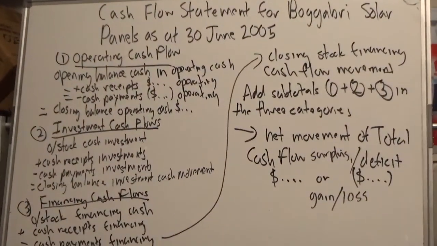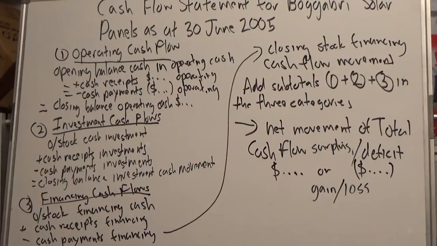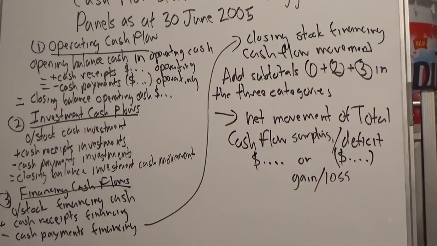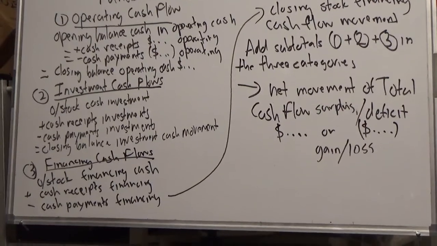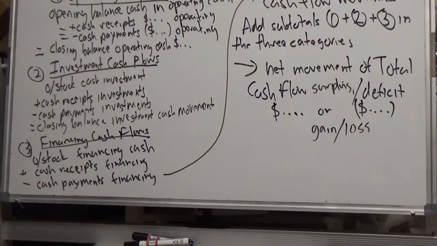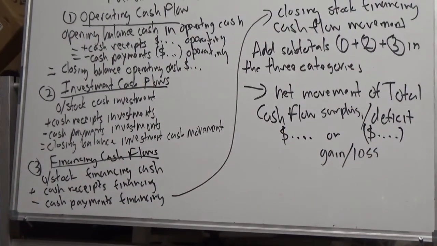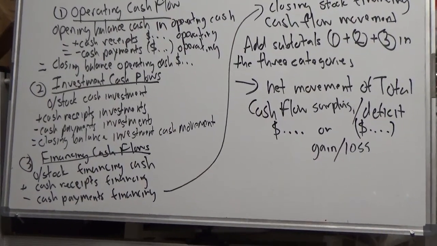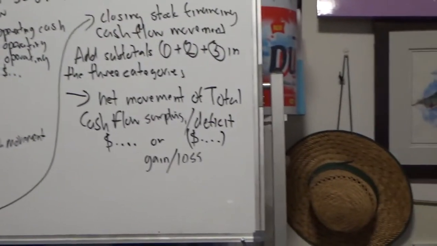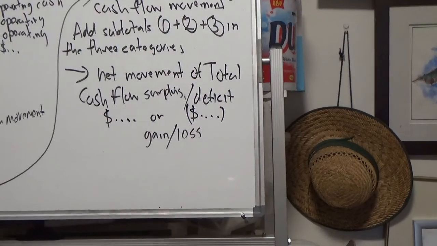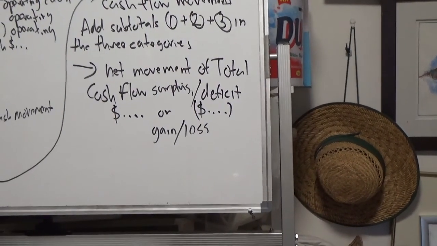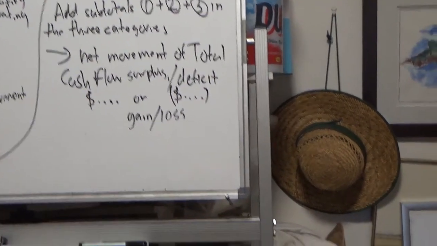I'll just point it on the whiteboard just one more time before you go. And just that's the summary again. Positive cash receipts in, negative cash payments out in each category. Add up all the subtotals in each category, 1, 2 and 3, to get total cash flow movement for the year, either a surplus or deficit.